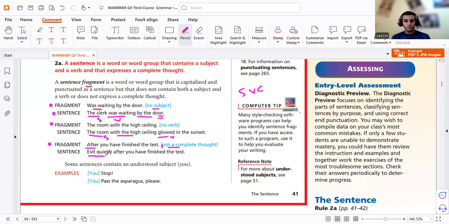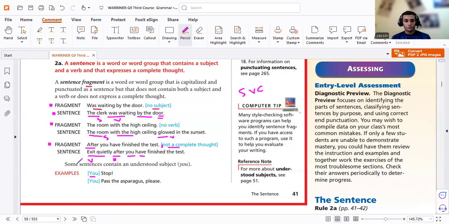Like that, "Exit quickly after you have." So exit is the verb. I'm talking to you. So the you is the subject, and exit is the verb, and the meaning is complete. And here we have "after" as a conjunction and then a complete clause. So it's a clear meaning. So we call it a sentence.